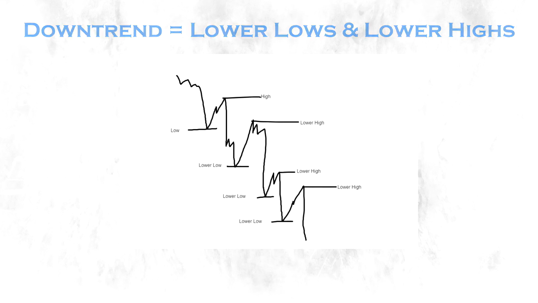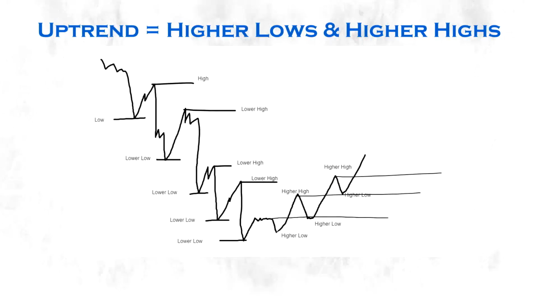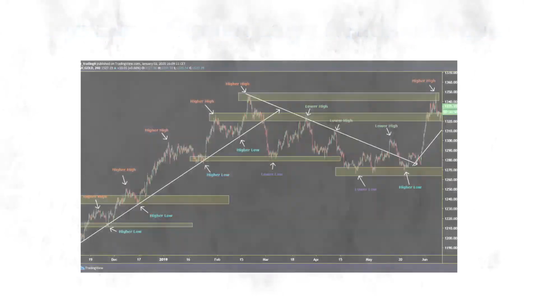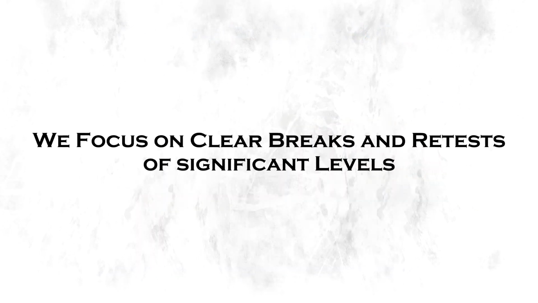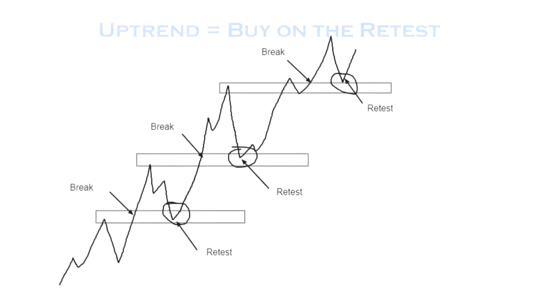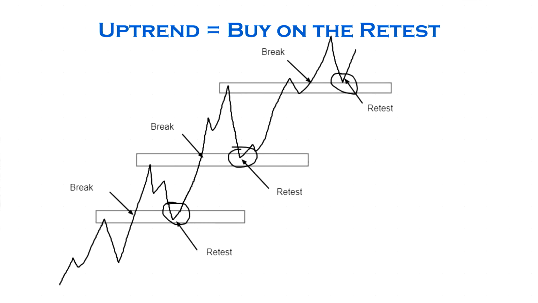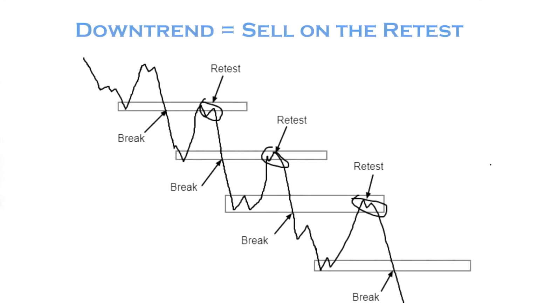As soon as we see that price is forming higher lows and higher highs, we talk about an uptrend. And this is how it looks like on the 4-hour chart. All we want to focus on is to wait for a clear break of a significant level and then get in on the retest in the overall trend direction. If we are in an uptrend, we buy on the retest. If we are in a downtrend, we sell on the retest. And this is how we basically do it. I'm going to dive deeper into this topic in another lesson because we have to talk about entry confirmations as well.